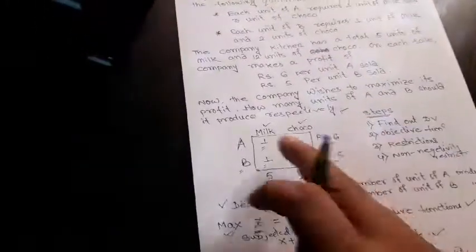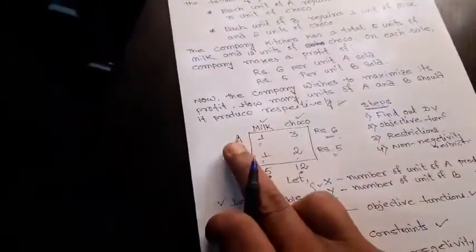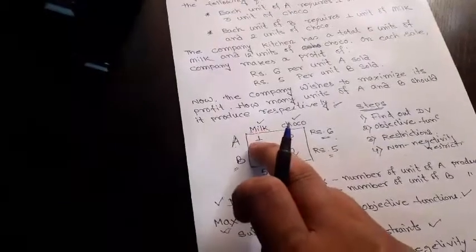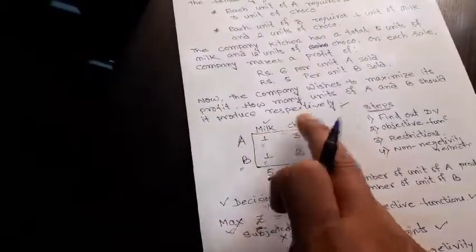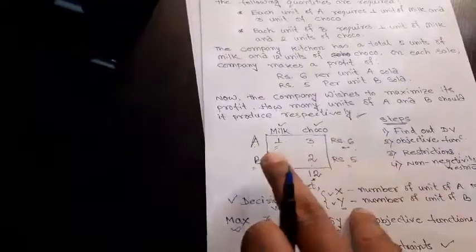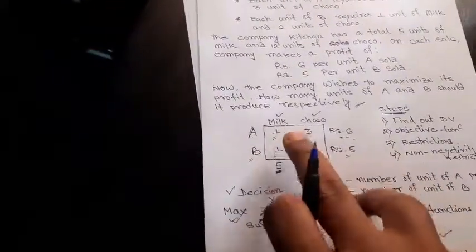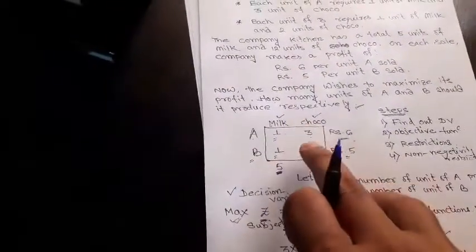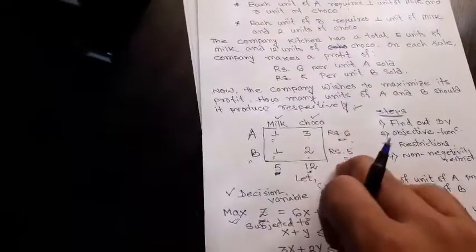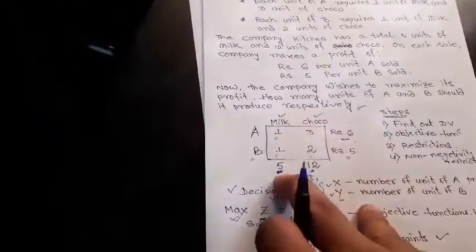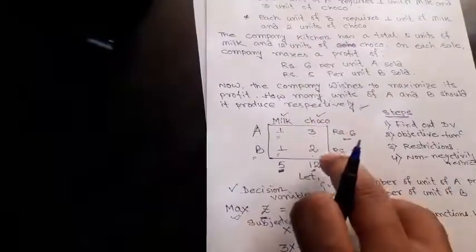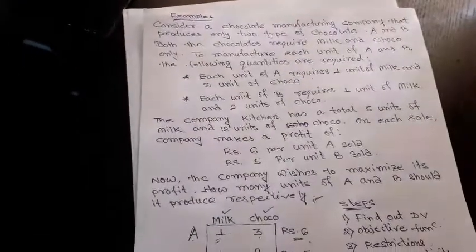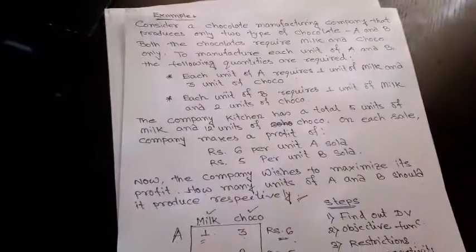So again, to summarize the whole problem: to produce 1 unit of A requires 1 unit of milk and 3 units of choco, and gives a profit of rupees 6. To produce 1 unit of B, the milk requirement is 1 unit and the choco requirement is 2 units, and it gives a profit of rupees 5. Available milk in the kitchen is 5 units, available chocos is 12 units, and the formulation will be like this. This way we can formulate linear programming problems.